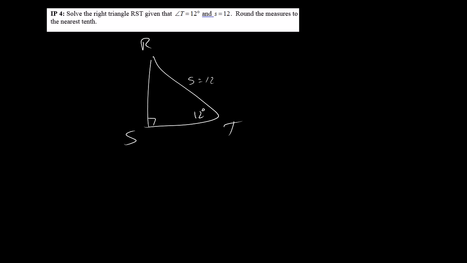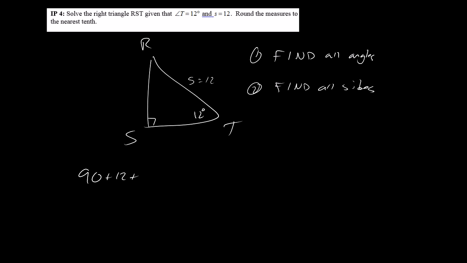So we want to solve the right triangle, so we need to 1. Find all the angles, and 2. Find all the sides. So simply enough, we can find all the angles. We know that 90 plus 12 plus our angle R is equal to 180. So doing some math, we figure out that angle R is going to be 88 degrees.